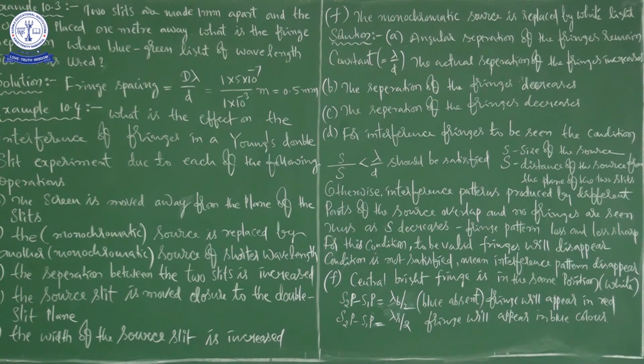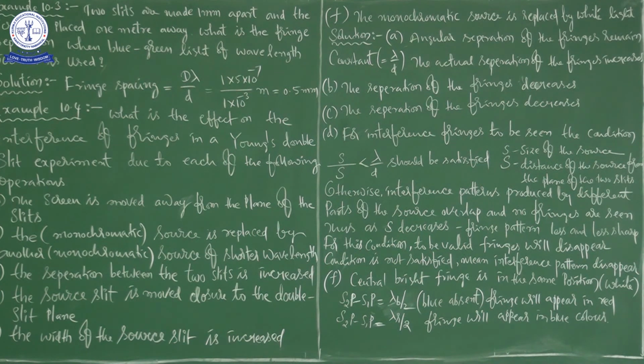Next, E: the width of the source slit is increased. The same thing will happen as in case of D. If you increase the width of the source slit, the fringe pattern will get less and less sharp. At the same time, if this condition is not satisfied, the interference pattern disappears.